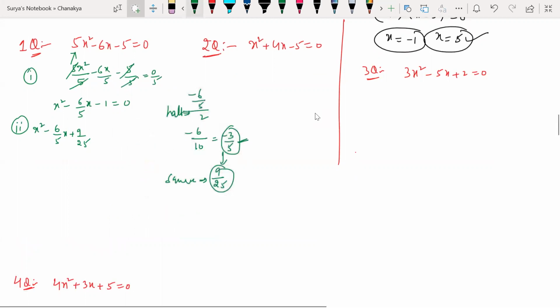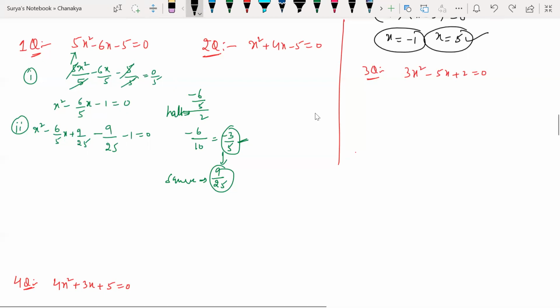Look at this here, beta. I added half, which is minus 3 by 5. The square of that is 9 by 25. So adding 9 by 25, subtracting 9 by 25, minus 1 as it is. Any doubt till this step? No, sir. If I cancel this and this, again I'll get the same equation here.